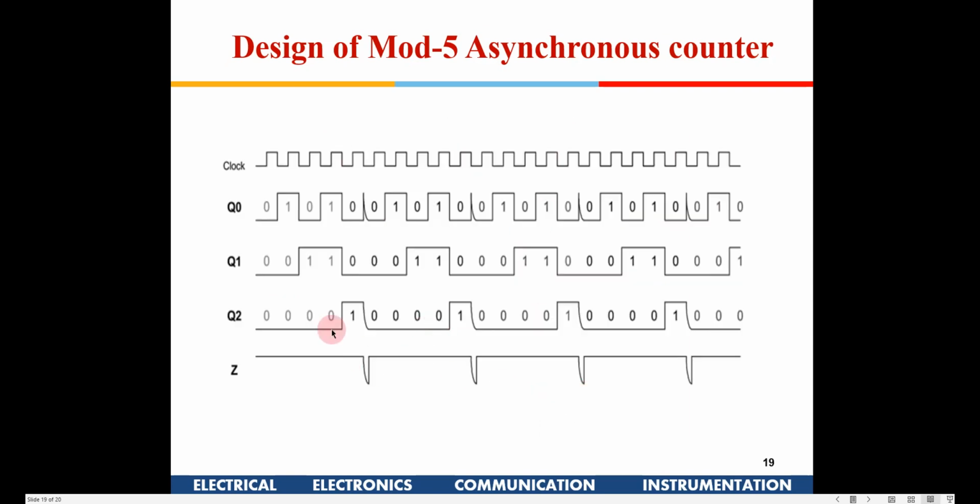Now if you see the waveforms also, whenever it reaches 5, there will be small spikes here. These spikes are shown here. So that is a problem with the asynchronous counters, whereas if you are using synchronous counters, then these kind of issues will not be there.